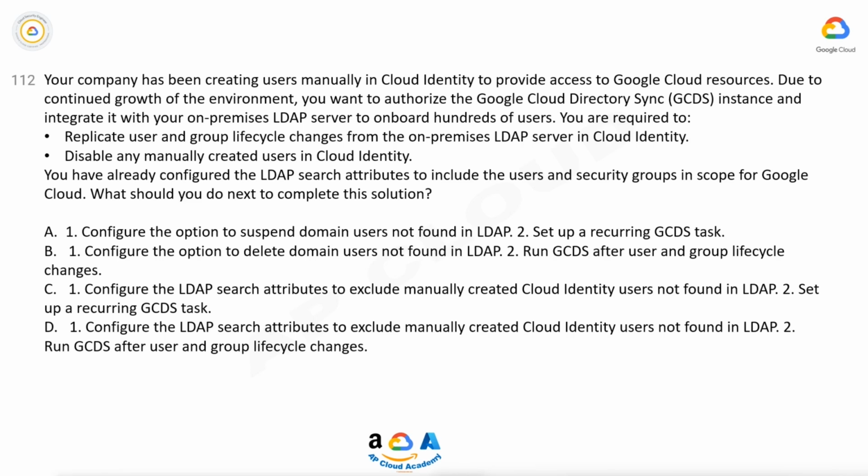C. 1. Configure the LDAP search attributes to exclude manually created Cloud Identity users not found in LDAP. 2. Set up a recurring GCDS task. D. 1. Configure the LDAP search attributes to exclude manually created Cloud Identity users not found in LDAP. 2. Run GCDS after user and group lifecycle changes.